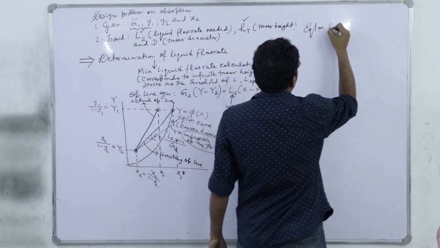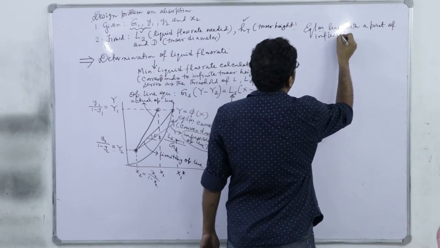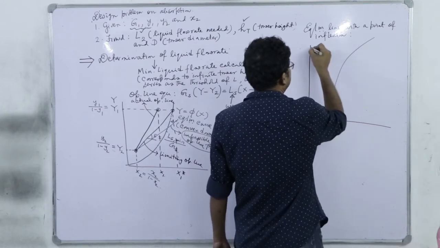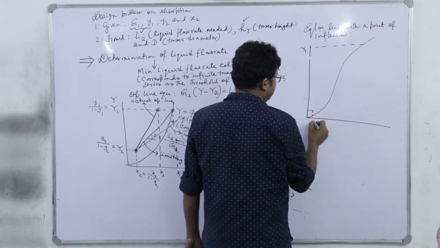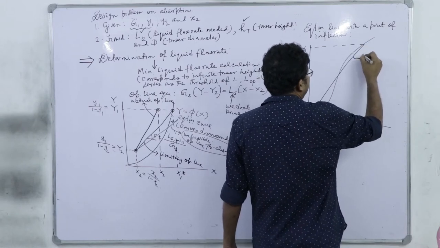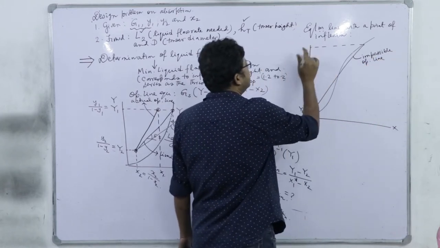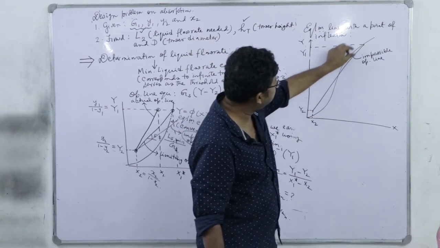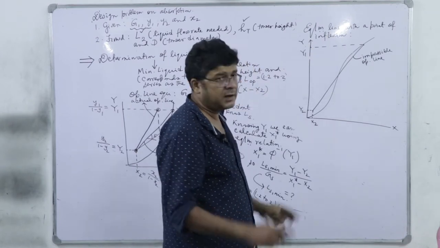Equilibrium line with a point of inflection. Say this is the equilibrium line. Your Y1 is here and your other point, this is X2, this is Y2. Now, if I apply the same technique, I will get an impossible operating line, right? Because it intersects this equilibrium curve. So, this part will be operating in absorption, this will be stripping. So, limiting operating line here will be tangent to this equilibrium line, the marginal tangent.